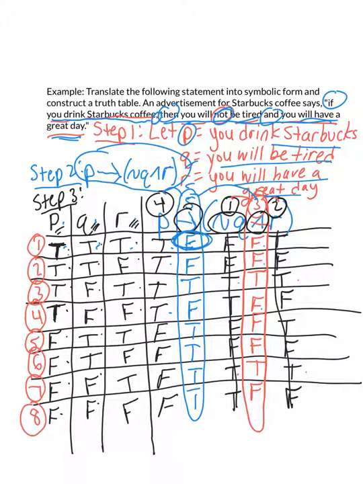It was false. Another time that's false, row 2. When P was true, Q was true, and R was false. And the third time the compound statement was false was line 4. When P is true, Q is false, and R is false.